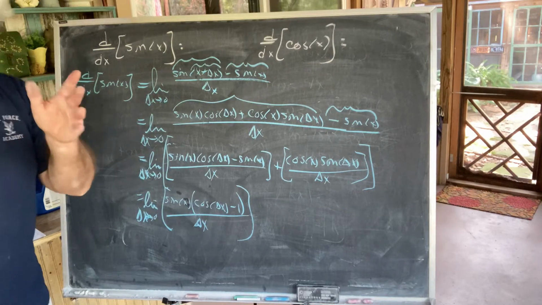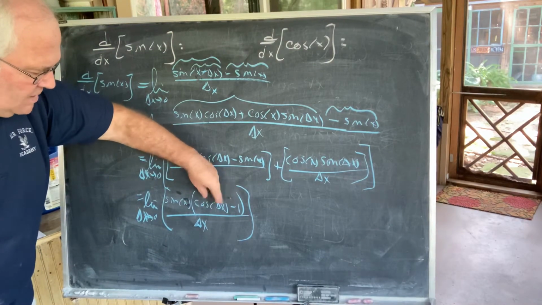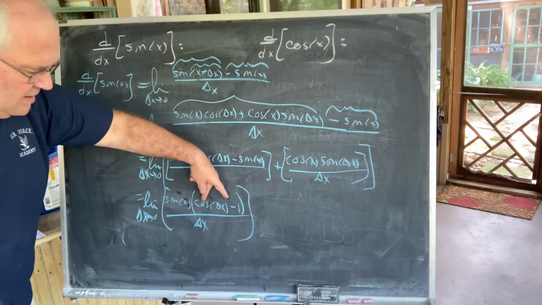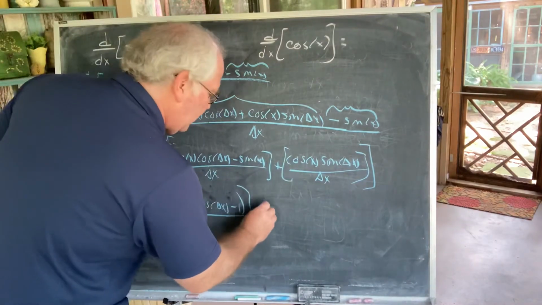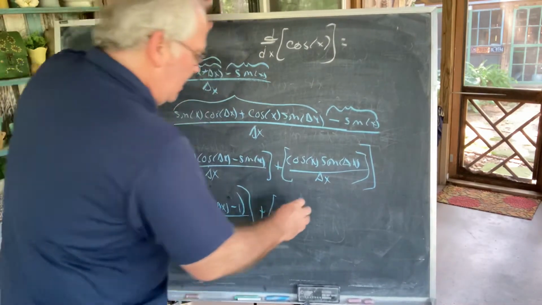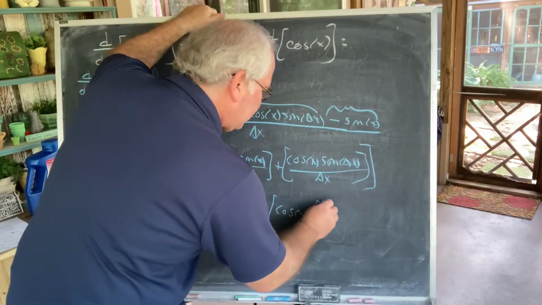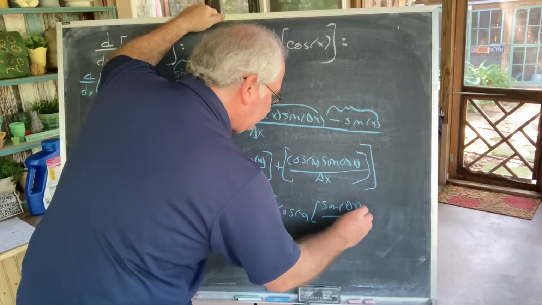And remember, we had three forms. We had the 1 minus cosine, the same thing as cosine minus 1, so it didn't matter the sequence here. This limit is going to be 0. That was one of our special limits. And we have the same thing here. This is plus cosine of x times sine of delta x over delta x.